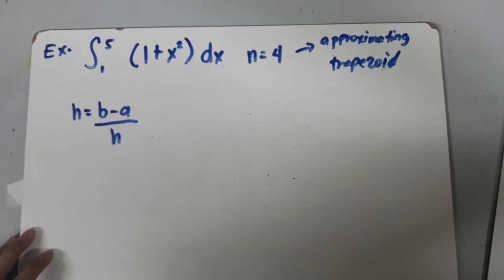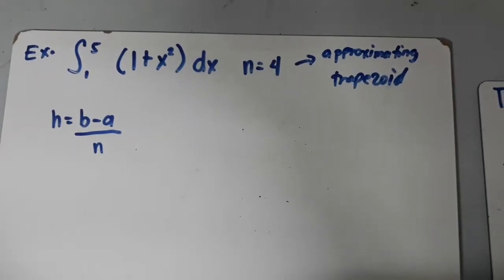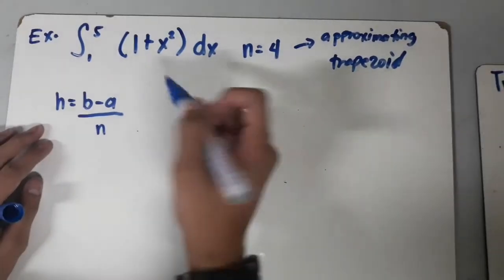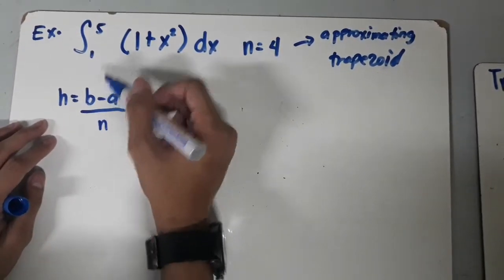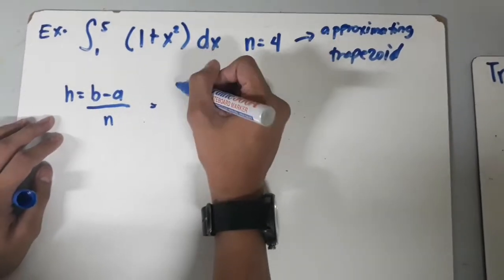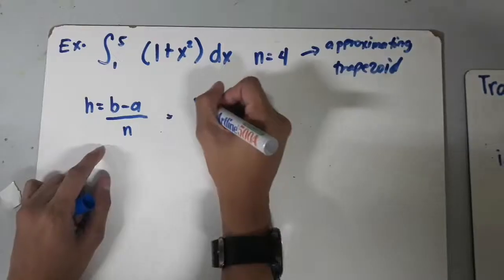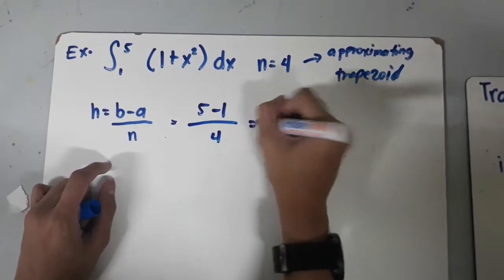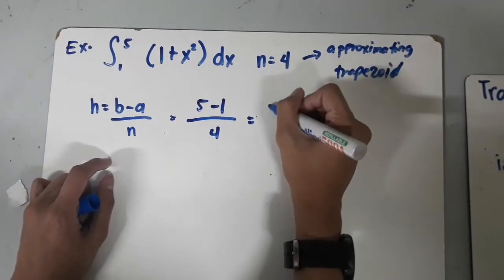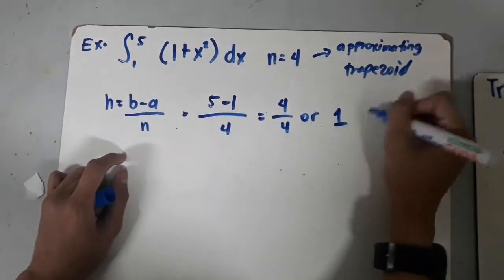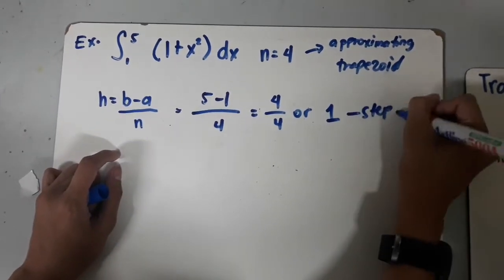First, we need to compute the step size. b is the upper limit and a is the lower limit. So h equals 5 minus 1 over n, which is 4. So it equals 4 over 4, or 1. So we have a step size of 1.